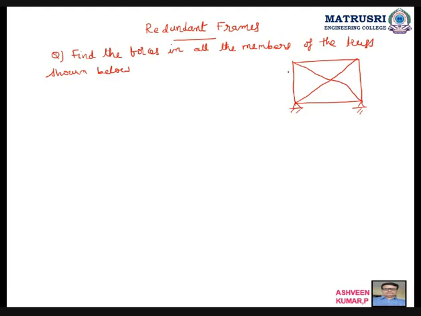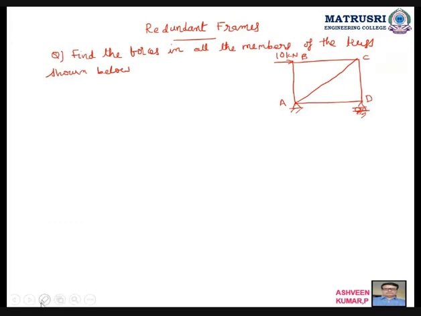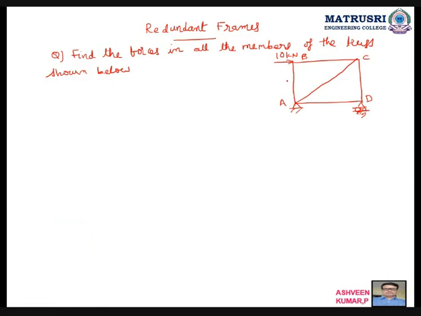Okay, this is the same truss only, don't be confused. 10 kilonewton, A, B, C, D, this is the support. I'll draw. So you can see here, the previous problem is like this. Now one more diagonal is coming. So one more diagonal is coming, then we will say it is a redundant frame.